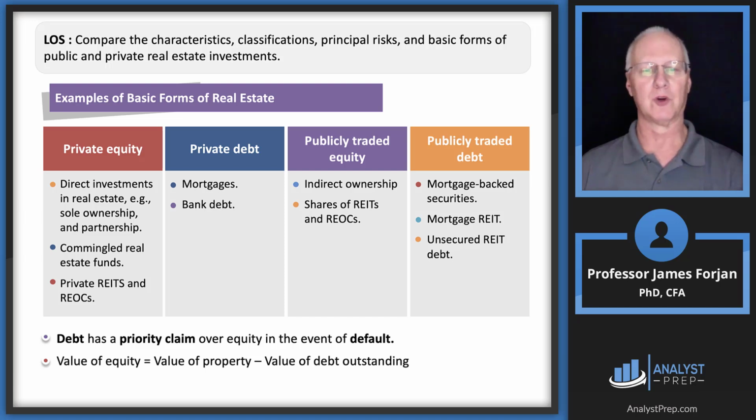Notice the bottom circle points down there. Debt has a priority claim over equity. That makes perfect sense. No different from what we've talked about in the past. And then that last embedded circle point there, that is directly out of Modigliani and Miller, 1958. Value of the equity is equal to the value of the asset, or the property in this case, minus anything that we owe.